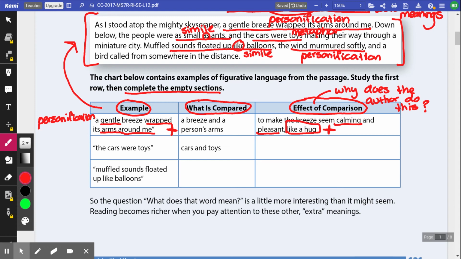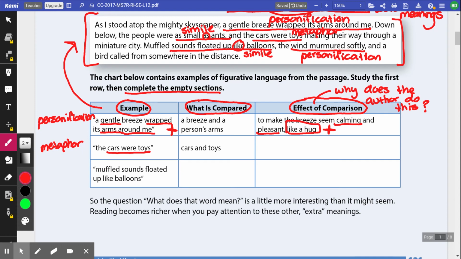So here we have "the cars were toys." And just like we mentioned before, this is a metaphor. Okay, so we have to talk about what is being compared next. And this one's pretty simple. The cars and the toys are being compared. It's saying that the cars are toys, right? So what is the effect of this comparison?